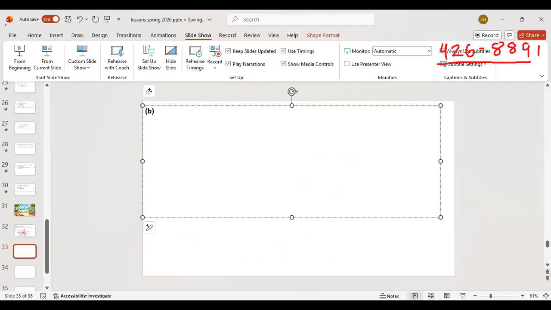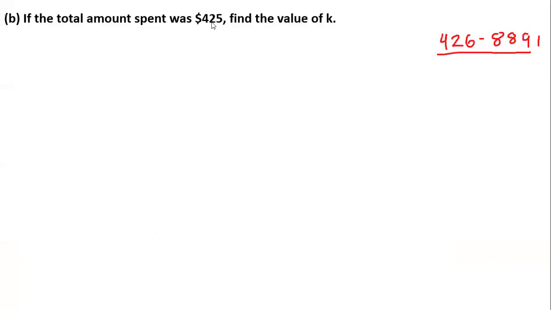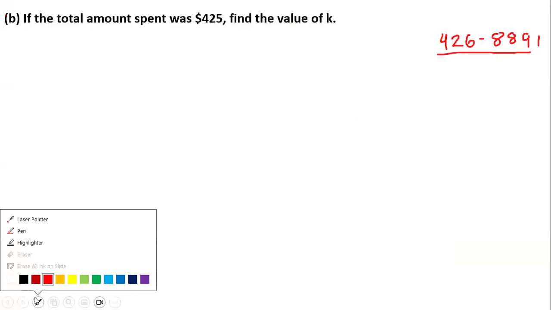B says that if the total amount spent was $425, find the value of K. So if the total amount spent was $425, find the value of K. When they say find the value of K, what they want us to do is actually solve an equation. They want us to solve an equation.